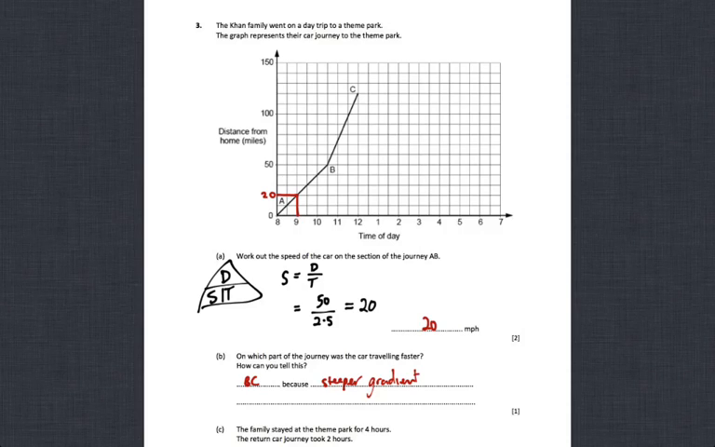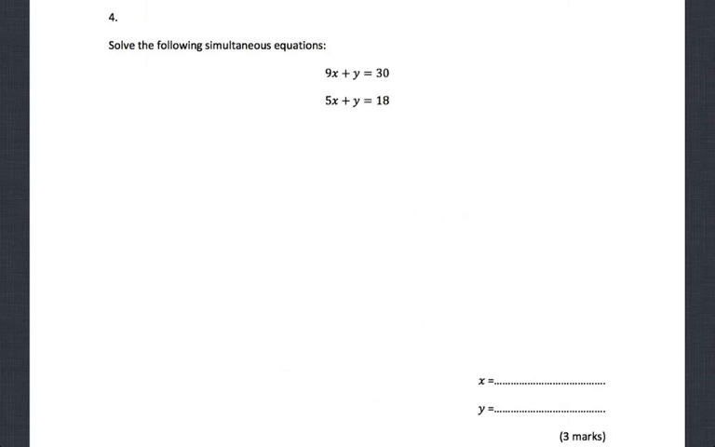Okay, next. This family stay at the theme park for 4 hours and they take 2 hours to return home. So you just draw a line that takes 4 hours, but it doesn't move, and then it goes down in 2 hours.